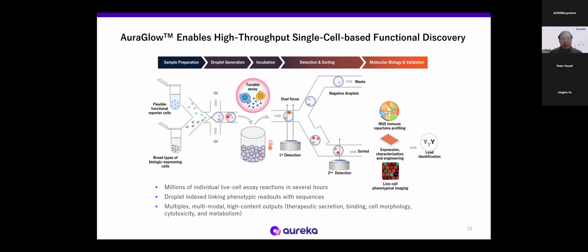And then, if there are additional reagents or additives, that totally depends on the assay design. Once we generate a lot of droplets, then based on your assay window, we can incubate the droplets or just run them right away. Then we run them on our Aureka system, which is a microfluidics-based high-content imaging system.